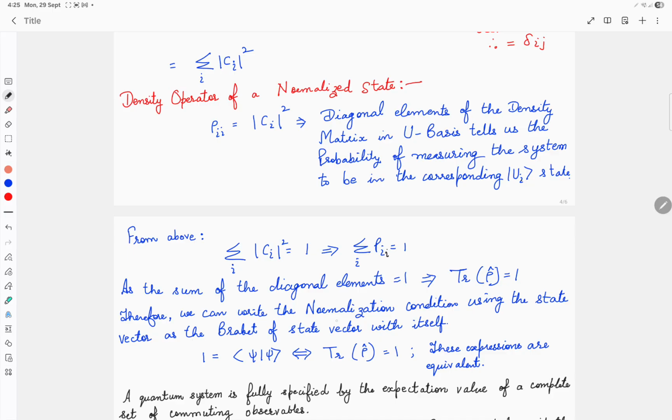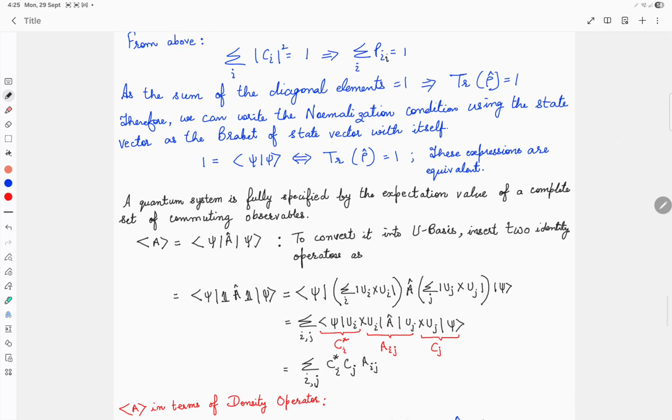So therefore we can write the normalization condition using the state vector as the bracket of the state vector with itself, which is equal to 1 of course, and also the trace of the density operator is equal to 1. These expressions are equivalent. Now, a quantum system is fully specified by the expectation value of a complete set of commuting observables. So we know the expectation value of a certain operator A is given by this bra psi A ket psi.